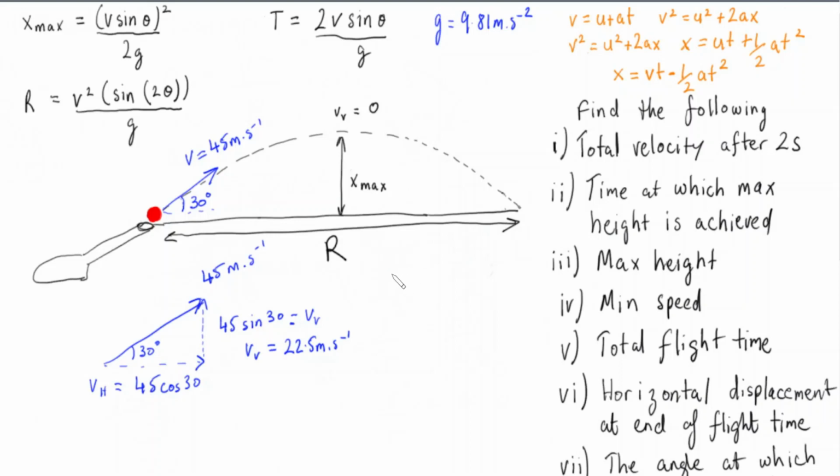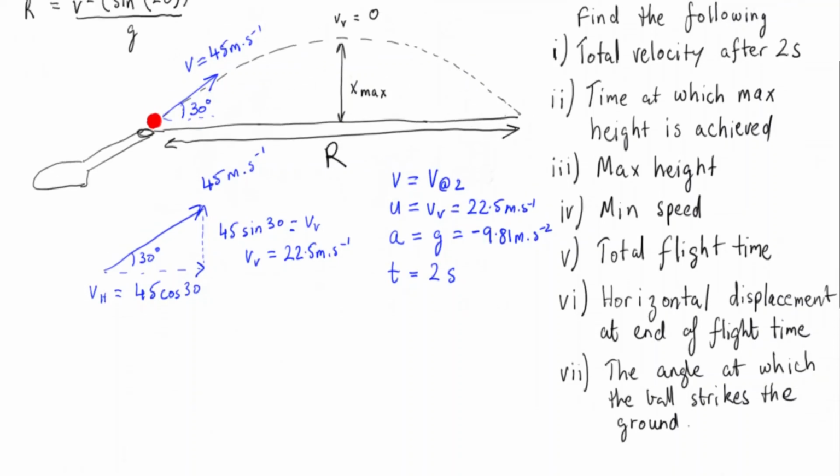And we need to find our final velocity at 2 seconds, so we can use v is equal to u plus at. So v is going to be v at 2 seconds. Our initial velocity is vv, which is 22.5 meters per second. Our acceleration is just going to be gravity, so that'll be negative 9.81 meters per second squared. And our t is going to be 2 seconds, because we need to find out what's happening with the vertical velocity after 2 seconds into motion.